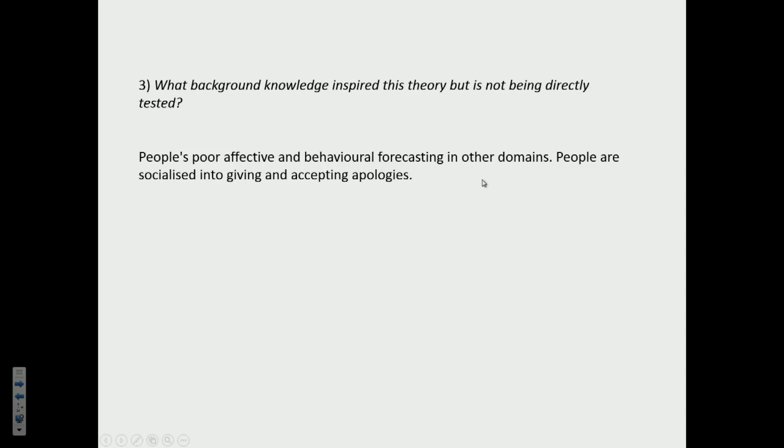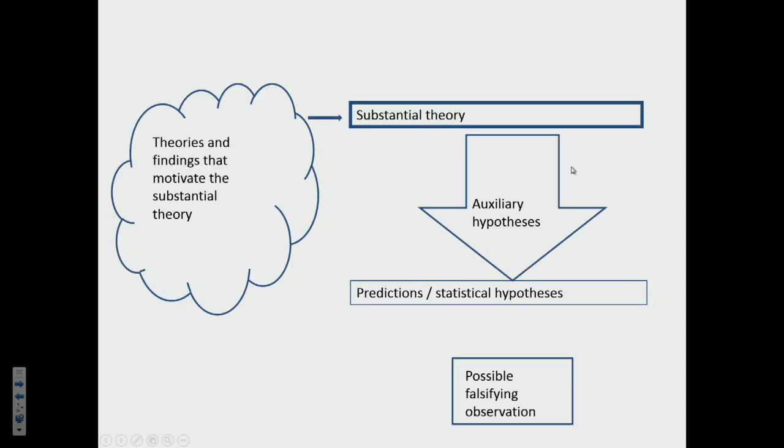So the status of that research, we don't need to assume it's safe, you see. Yes, it did inspire the substantial theory, but the experiment has an integrity all of its own that depends mostly on this half of the diagram here. So whether behavioural forecasting applies to sadness or not, it doesn't matter. We can still test and have integrity in this experiment as a test of its application to apologies. That's why it's good to separate out the role of these different theories.